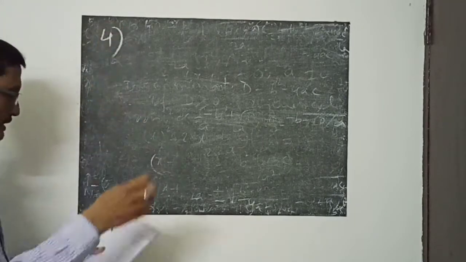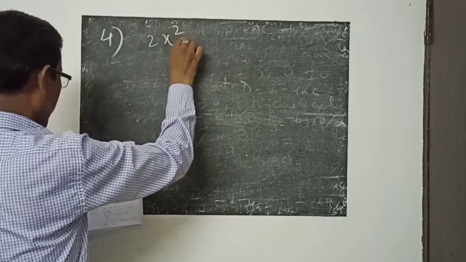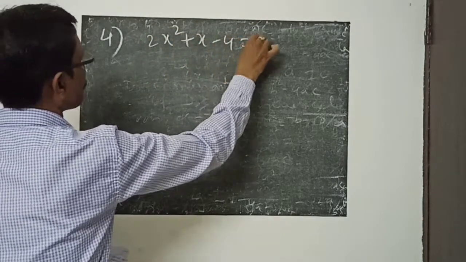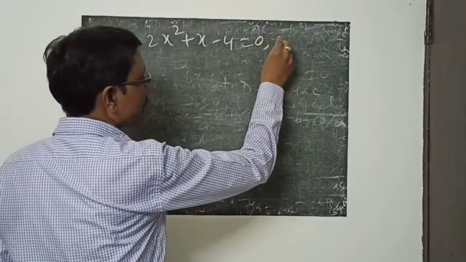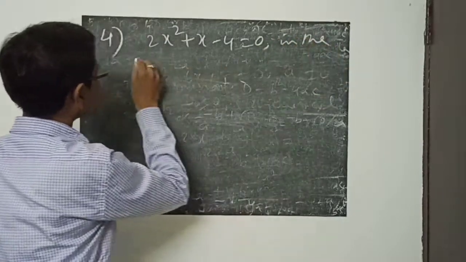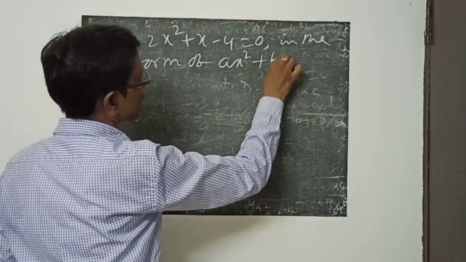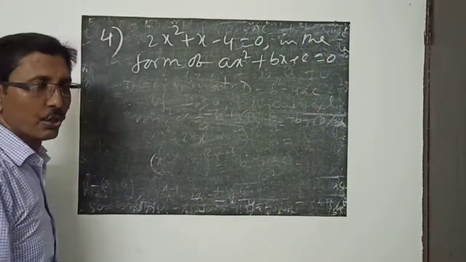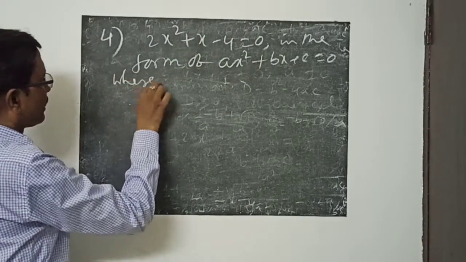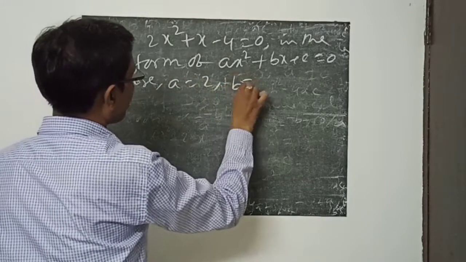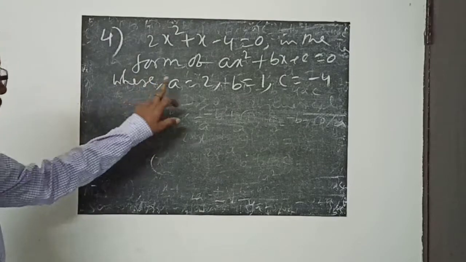Take for example a quadratic equation, 2x square plus x minus 4 equal to 0. How can we solve this equation? We compare the given equation with the standard form, ax square plus bx plus c equal to 0, where a equal to 2, b equal to 1, c equal to minus 4.